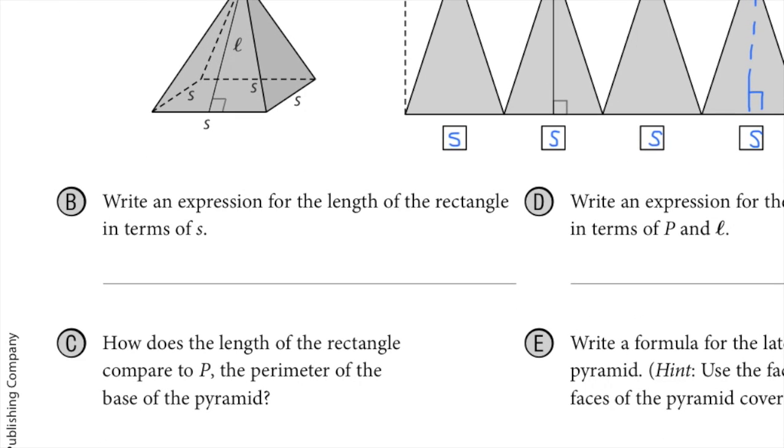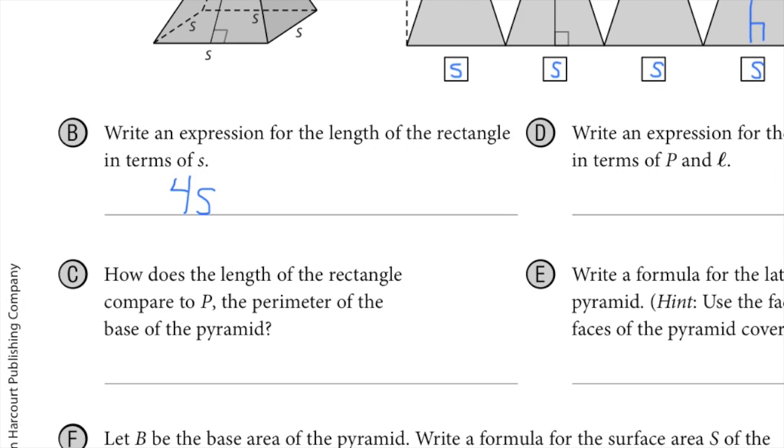So if we write an expression for the length of that big rectangle up there, we're going to get 4S. Question C, how does this length of the rectangle compare to P, which is the perimeter? Well, perimeter is the same as 4S, so that's exciting.